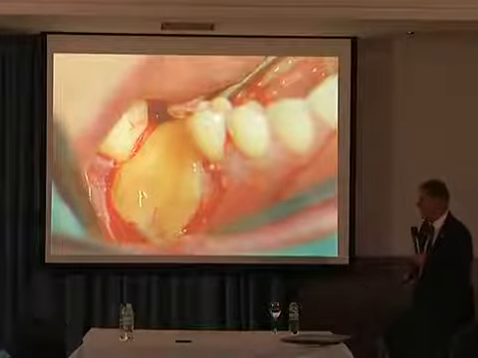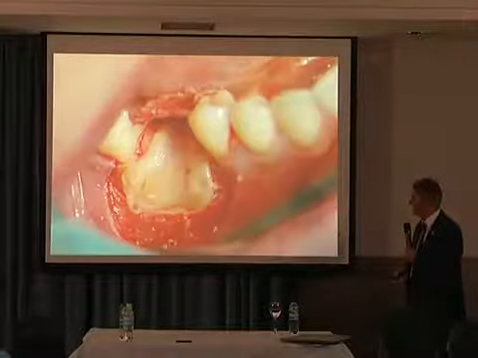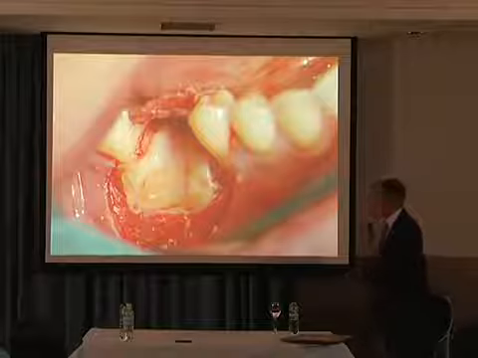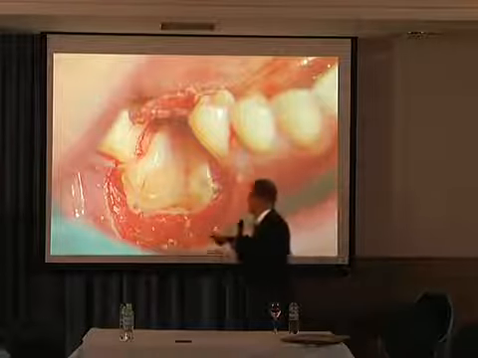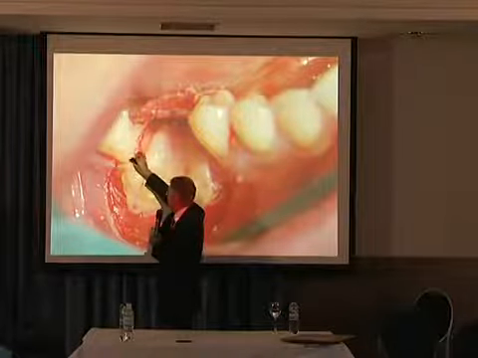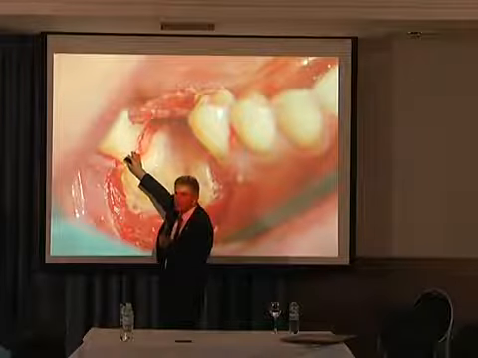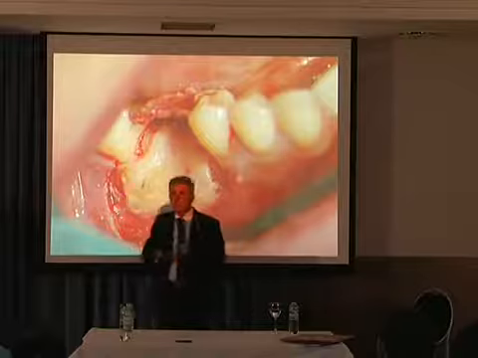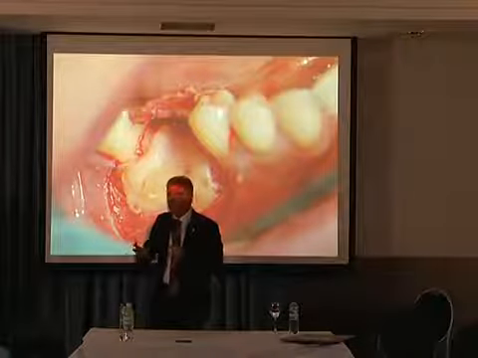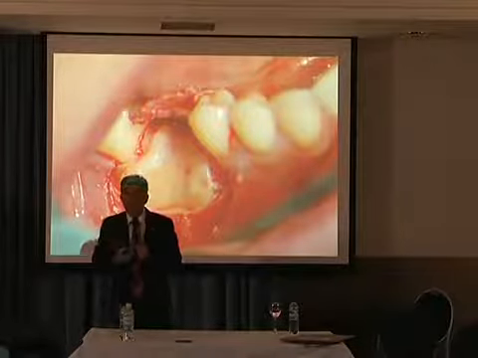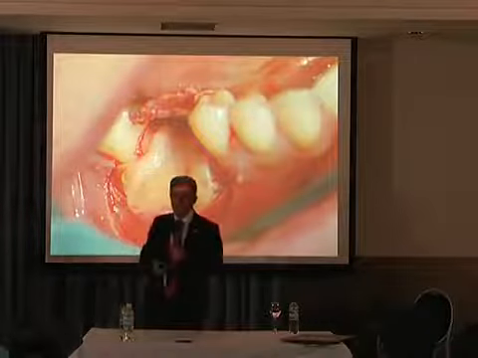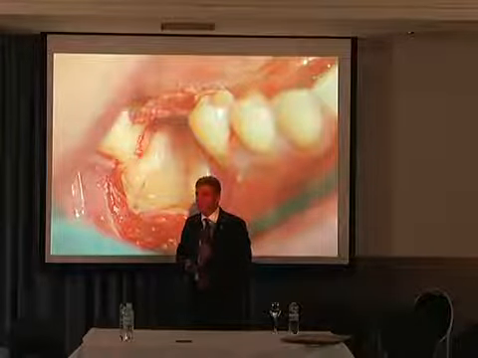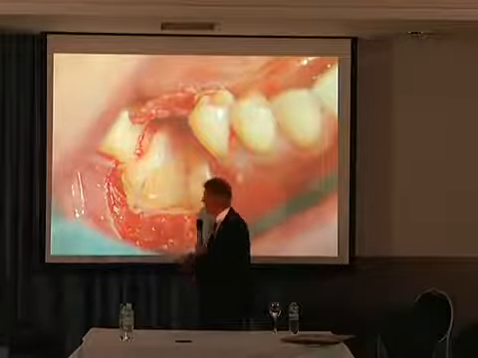Second layer. Under the periosteum. Fixation. Contact to the periodontal area. Good or not good? Good. Very good. Yes, it's fibrin. It's a sealer.